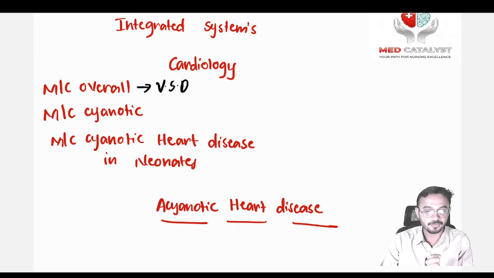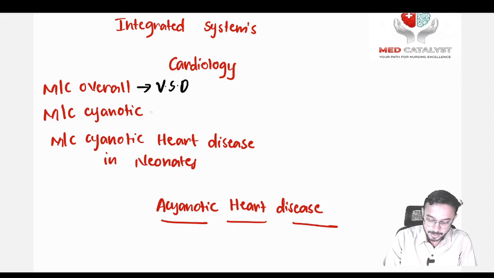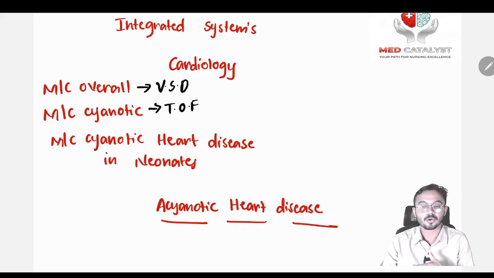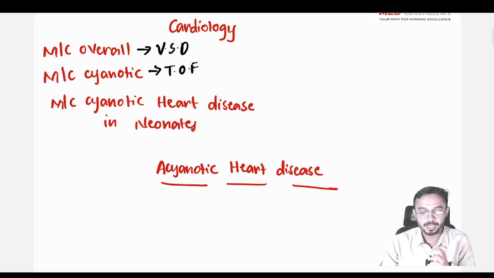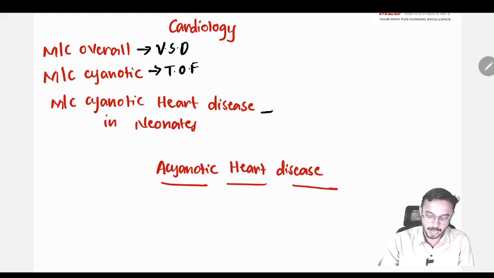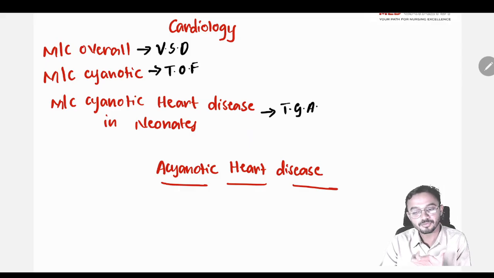If they ask which is the most common cyanotic heart disease, that is tetralogy of Fallot. I am repeating: the overall most common acyanotic heart disease is VSD, ventricular septal defect. And if they ask the most common cyanotic heart disease in neonates, your answer will be TGA, transposition of great arteries.